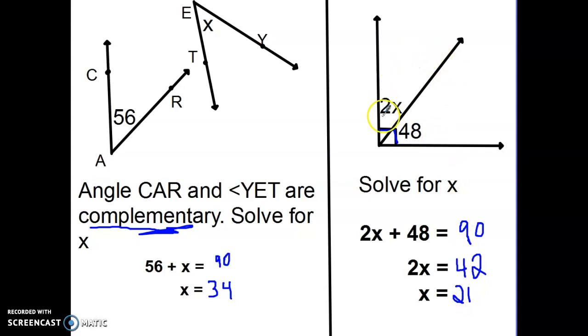And then if we were to plug that back in, we would get the measurement of this angle, which is 42 degrees. 42 plus 48 equals 90.